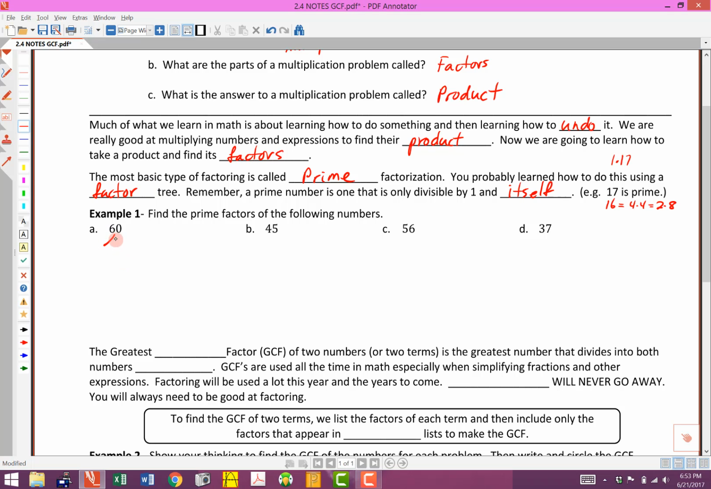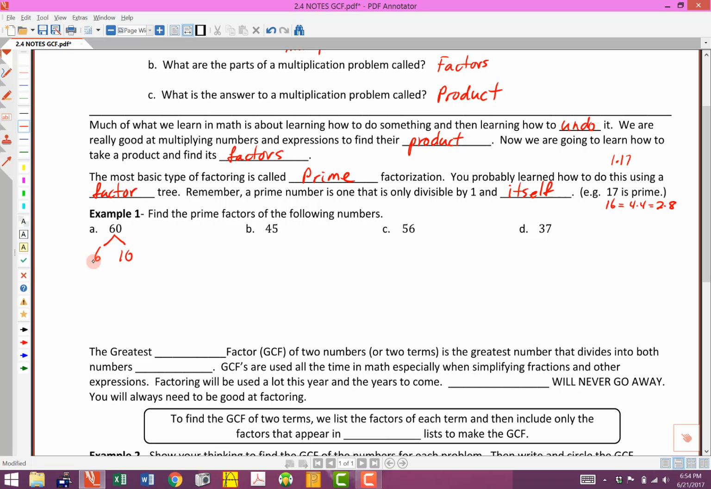So what we do is we break this down and figure out anything that goes into 60. So any numbers that multiply to be 60. We're going to take this product and break it down into any two of the factors that would go into that. So we could say, well, 60, most people would probably think 6 and 10.